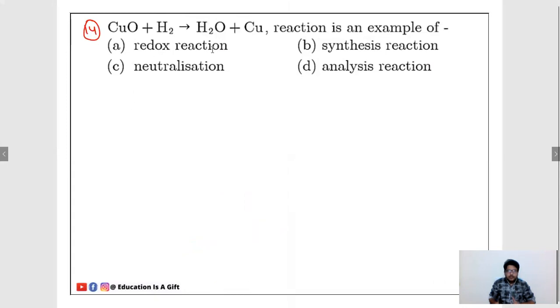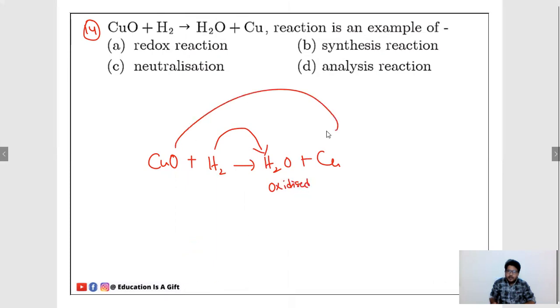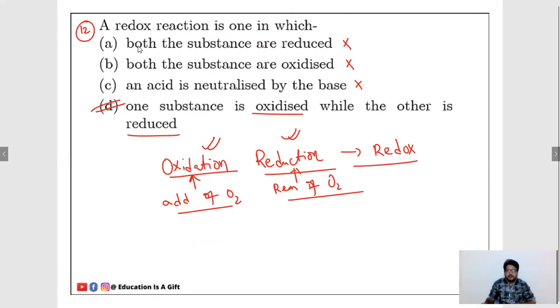Next, the 14th question. CuO plus H2 gives rise to H2O plus Cu. The reaction is an example of what? Now you see, H2 is becoming oxidized, and copper is becoming reduced. You can find oxidation and reduction at the same time in the same equation. If you find it, we have to call it a redox reaction, as we discussed in the 12th bit.